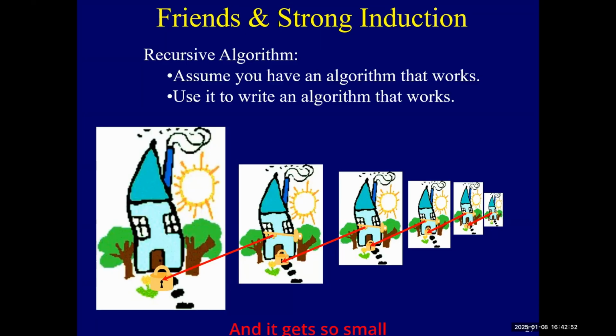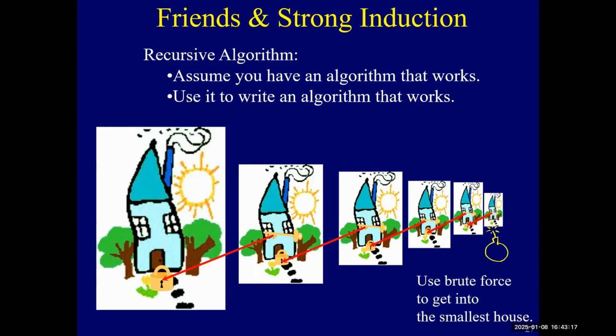And it gets so small that the smallest house, we can just lift the roof off, brute force, we can solve it. And then you get the key and you can bubble back up. So that's what's really happening: we do this bubble down, and then we bubble back up. And when you have two friends, of course, it's more complex.